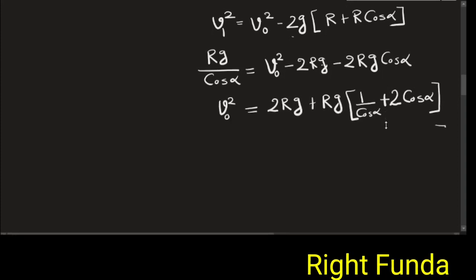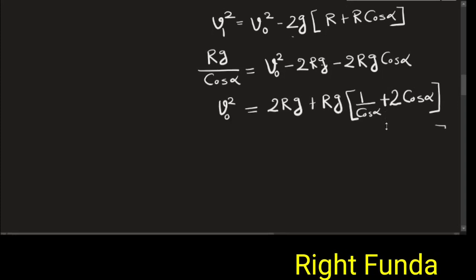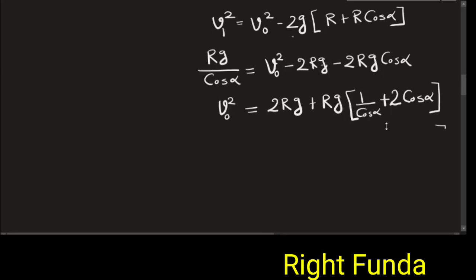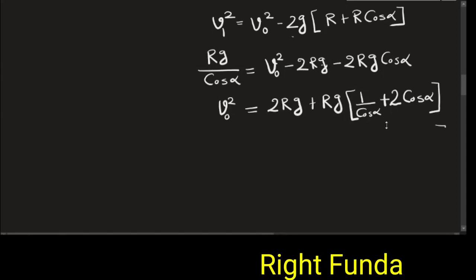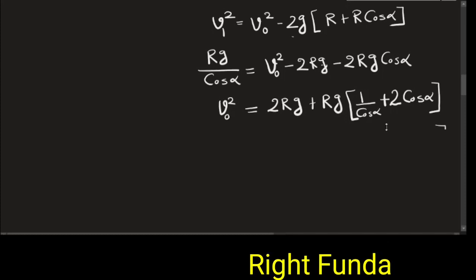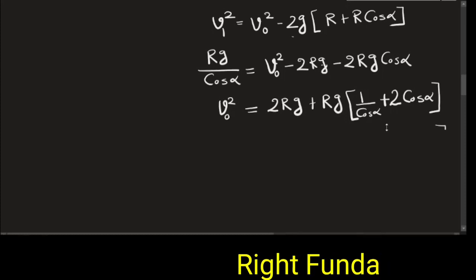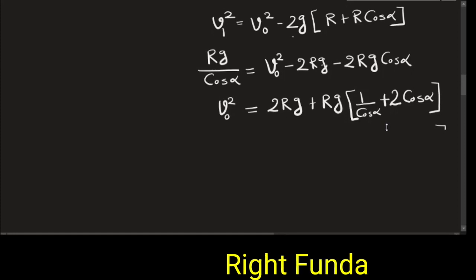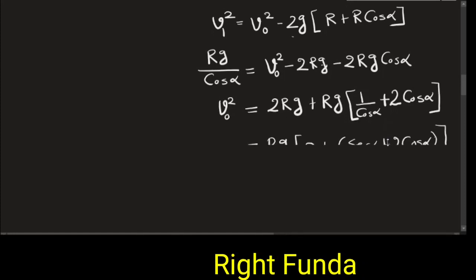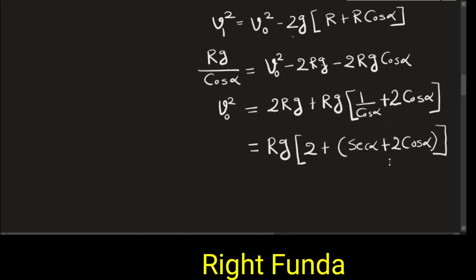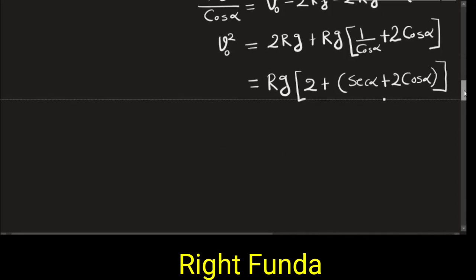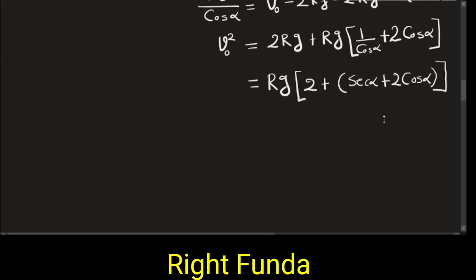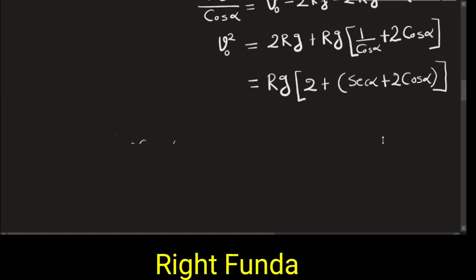So I got the V naught square on the left hand side, and on the right hand side there is 2Rg, plus Rg by cos alpha, plus 2Rg cos alpha. I have taken Rg common and I got this equation: 1 by cos alpha plus 2 cos alpha. So 1 by cos alpha is equal to sec alpha. This quantity I obtained, so I got the V naught square value from this.